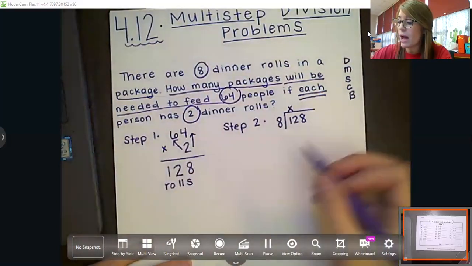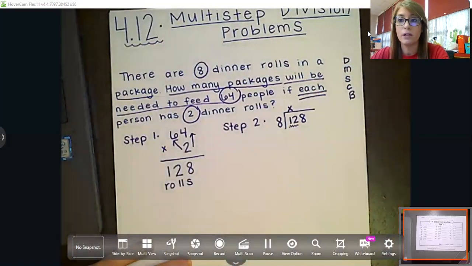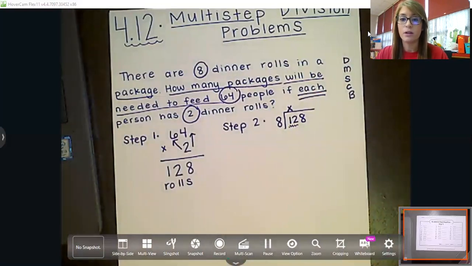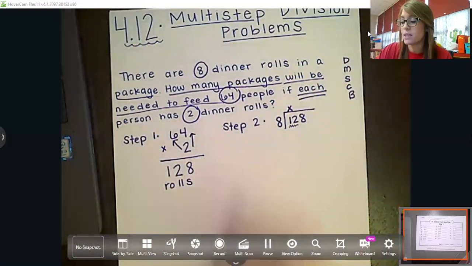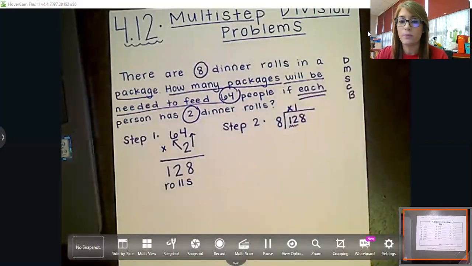Very good. So now I have to look at, can 8 go into 12? Boys and girls, can 8 go into 12? Sure can. How many times without going over? Very good. 1 time. So I'm going to place that 1 right there above that 2.